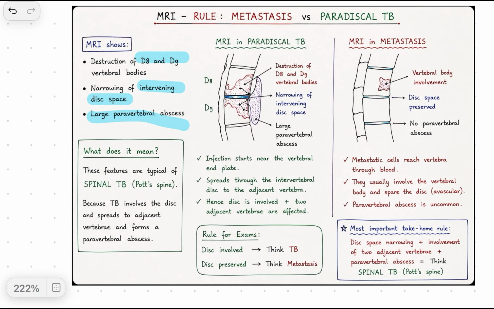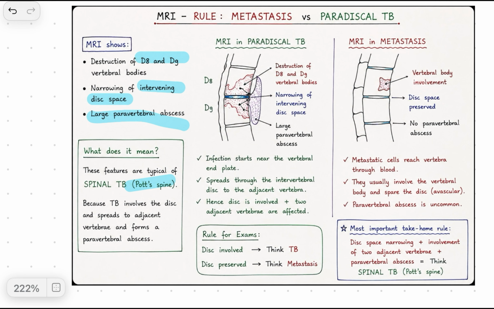So what happens in spinal tuberculosis? It's also known as pot spine. Here, TB involves the disc and spreads to adjacent vertebrae and forms a paravertebral abscess. This happens in spinal TB.